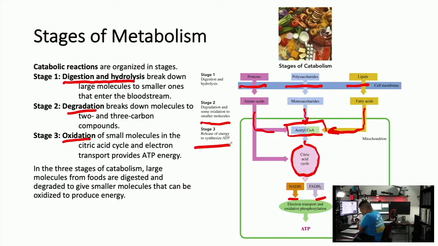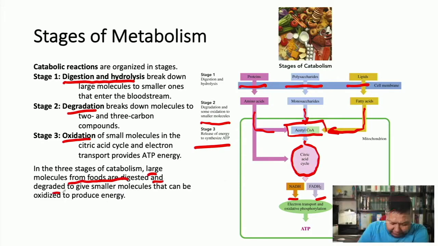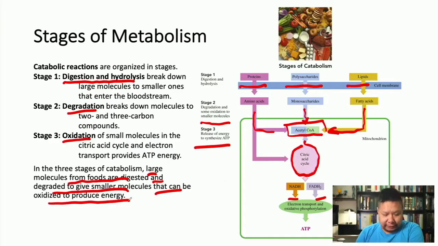So, just a quick review there. In the 3 stages of catabolism, large molecules from food are digested and then degraded to give smaller molecules that can be oxidized to produce energy. Okay, so that's just a brief overview of the stages.